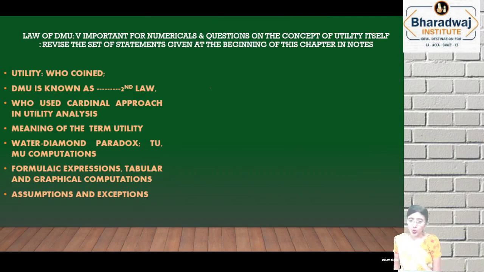Here, DMU exercises, they're right in front of you. Law of DMU. I will also make you do one numerical: calculation of MU and TU. I have inserted one table here for you. Look at this. Very important for numericals. Revise how to calculate TU and MU. And the questions on the concept of utility itself. If you look at our Bharadwaj material, I have given you true or false questions at the beginning of this chapter, which is very important. Now we are going to address these questions.